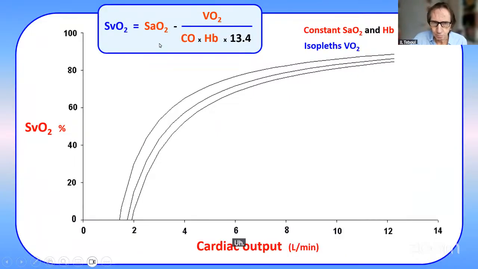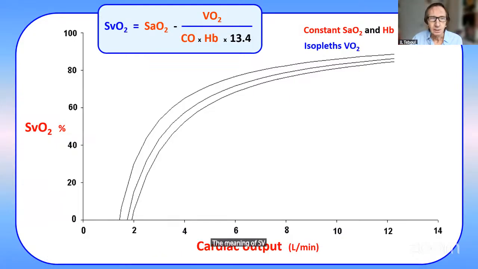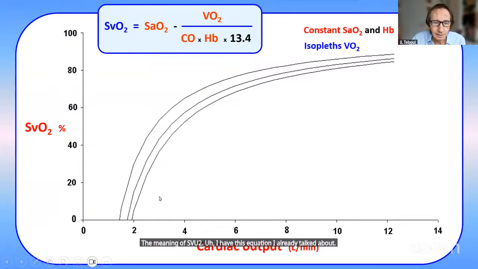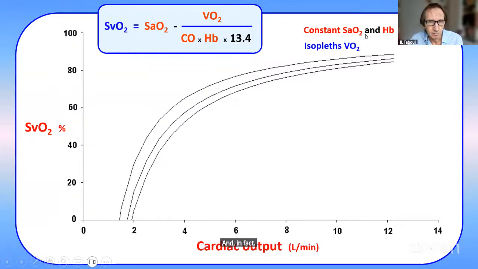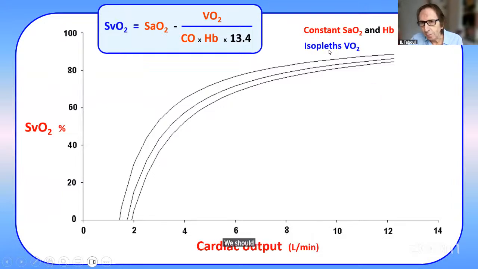If I go back to basic physiology, and sorry for going back to basic physiology, because this is important to understand the meaning of SVO2, I have this equation I already talked about. And in fact, for example, with a constant SaO2 and a constant hemoglobin concentration, we should have isoplets of VO2.